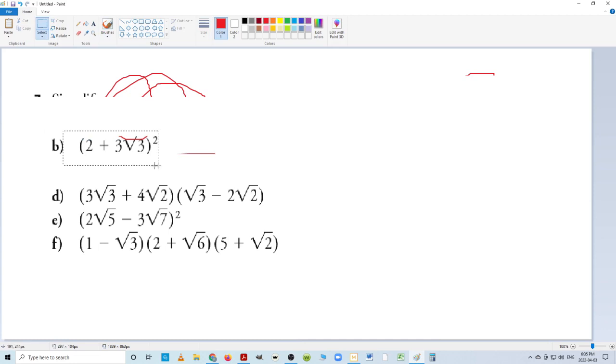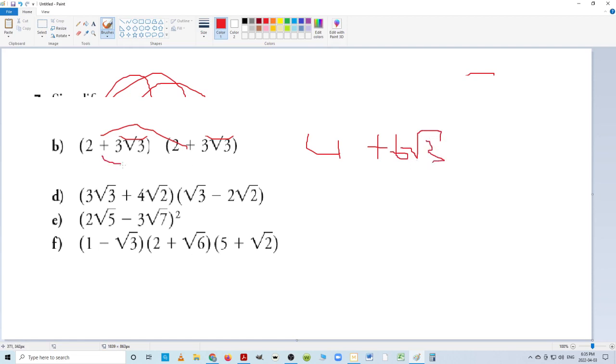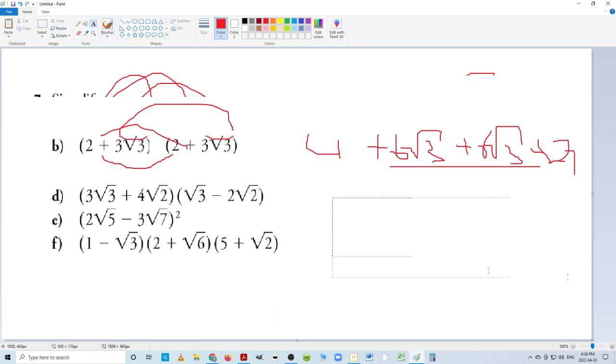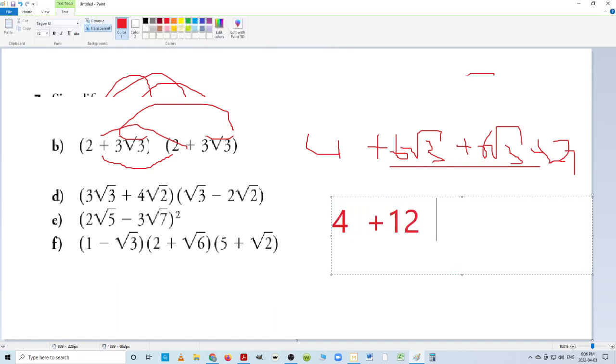Okay, so this is simply itself times itself. So you're going to get 2 times 2, 4. 2 times 3 square root of 3 is plus 6 square root of 3. Plus 3 square root of 3 times 2 is 6 square root of 3. And then plus 3 times 3 square root of 3, that's plus 9 times 3, plus 27. Then the middle terms add up. And I get 4 plus 12 square root of 3 plus, let's see, 9 times 3, 27.